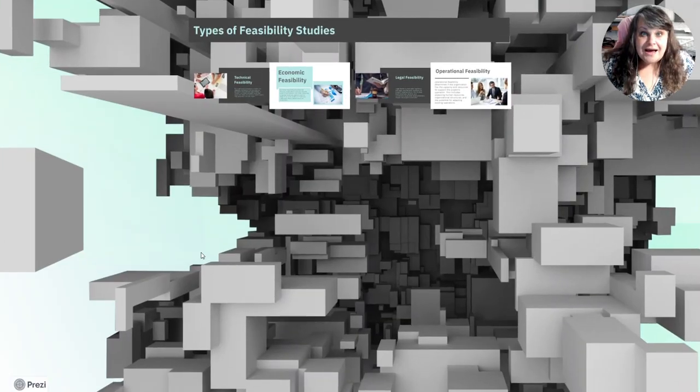Let's talk about the types of feasibility, the types of things you look at to decide if you're funding a project. We've got four down here: technical, economic, legal, and operational. We're going to go over each one. Then we're going to go over the components that go into your study, that is your write-up for your bosses.